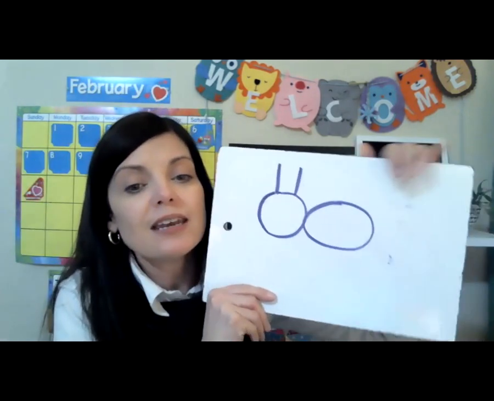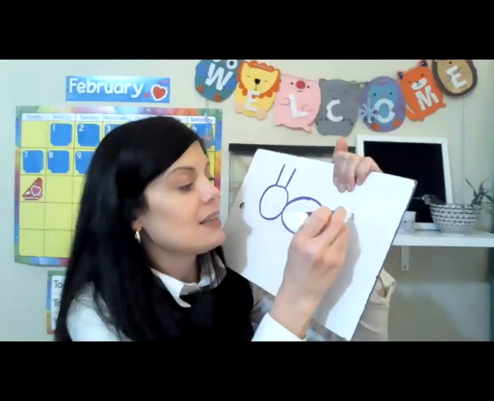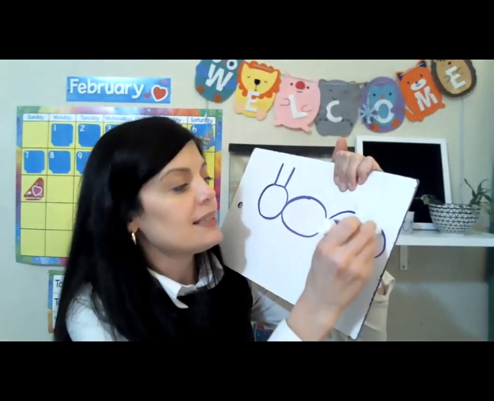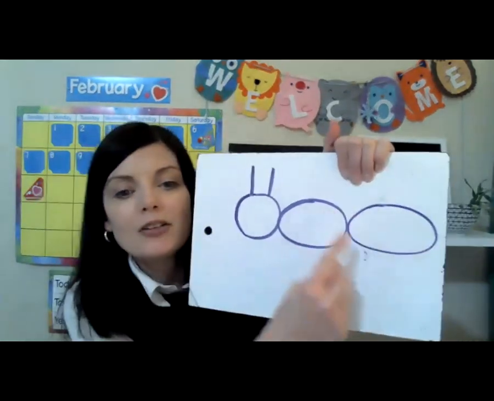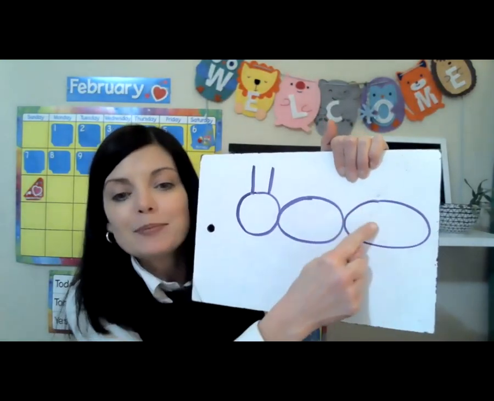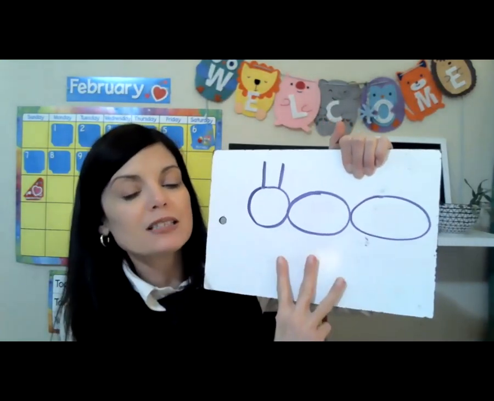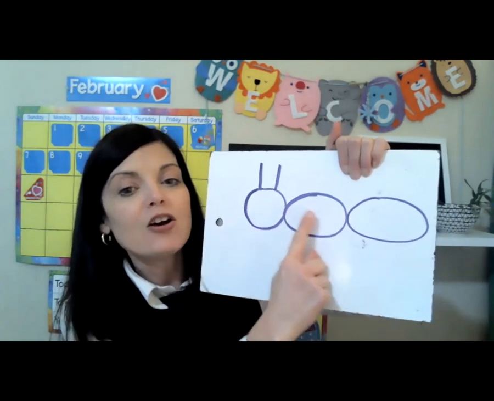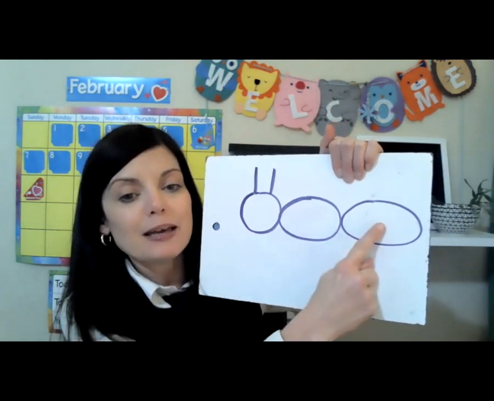All right, so then the next part is right at the end of the ant, and it's another oval. So draw another oval. This is called the abdomen. So the three parts of an ant are the head, thorax, and abdomen.